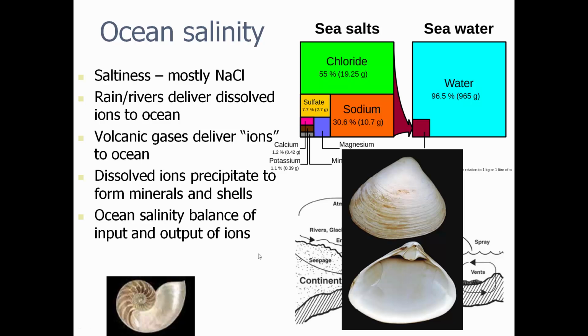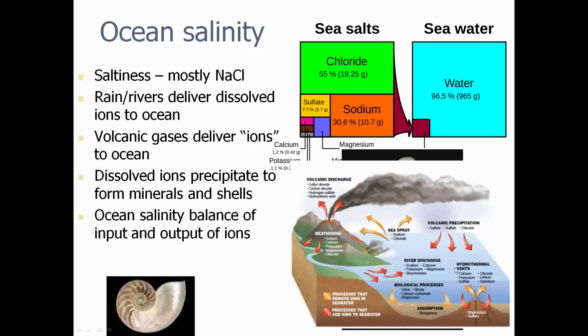And ocean salinity is in balance. The input of ions and the output of ions tends to be about the same. Here's a picture of volcanoes and vents putting stuff out, sea spray pulling salt out, volcanic precipitates bringing sodium, chloride and sulfates in, rivers discharging lots of different ions, and biological processes pulling them out, actually making sediments, manganese nodules being an example. So all the yellows are processes of removing ions from the seawater, and all the reddish arrows are putting it into the seawater.